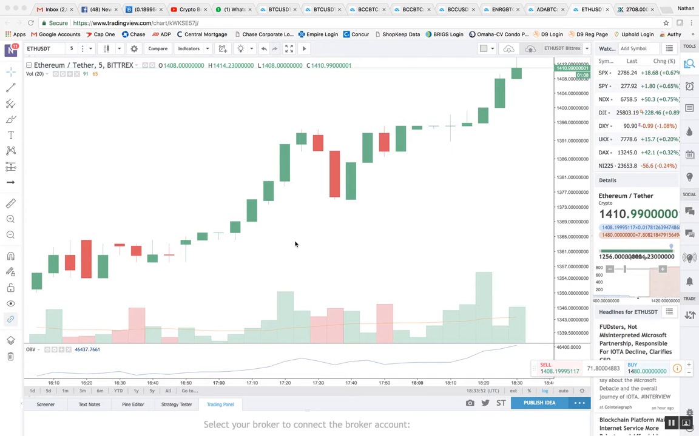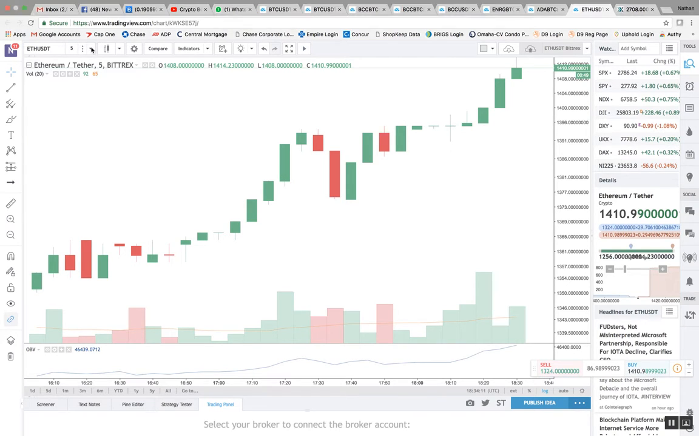When we talk about price action, we're talking about movement of price. The basic unit of movement of price is the candle. Each one of these is called a candle. I'm on the 5-minute candle right now.